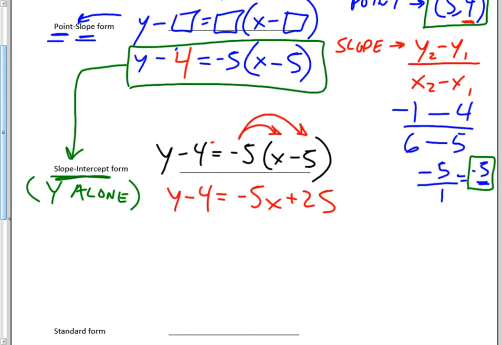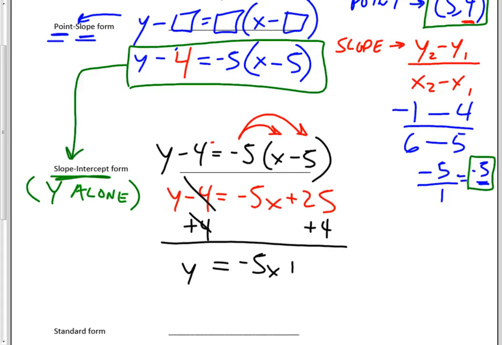Is Y by itself? What do I have to do? Have to add 4. The 4's go away. -5x plus 29. Is Y by itself? Yeah. So box it in. You are done.